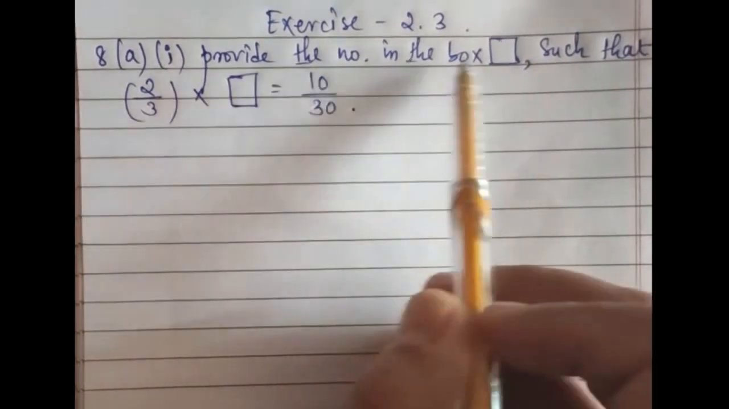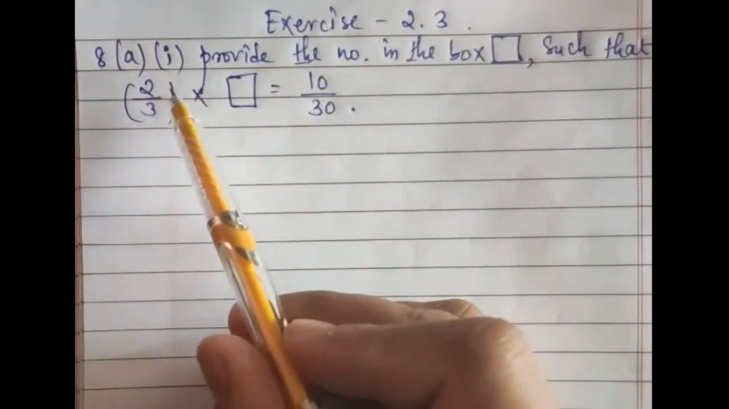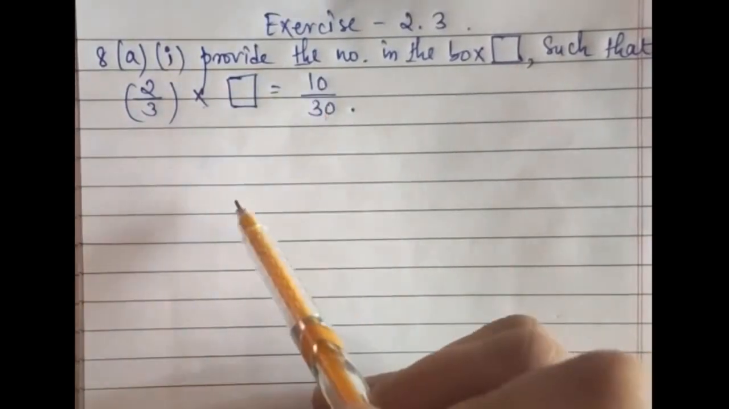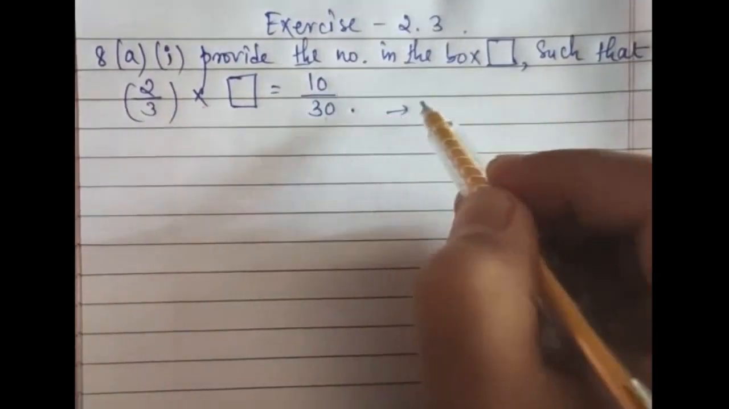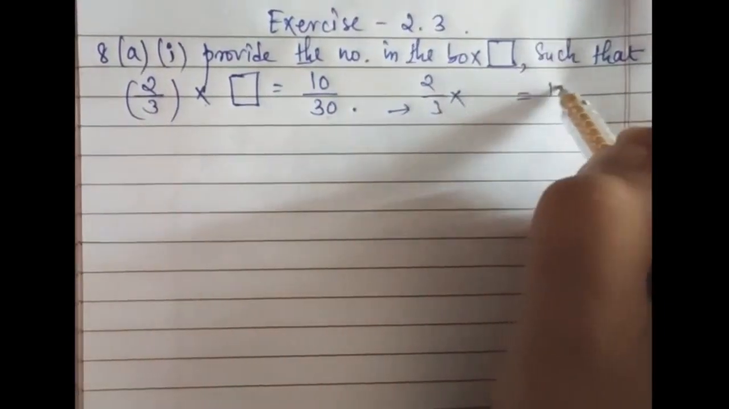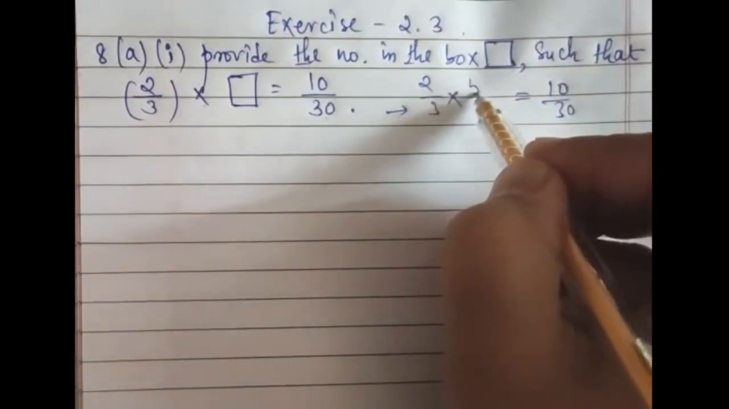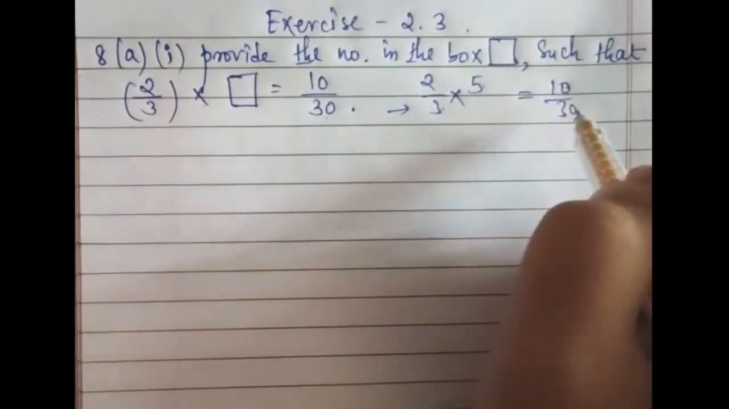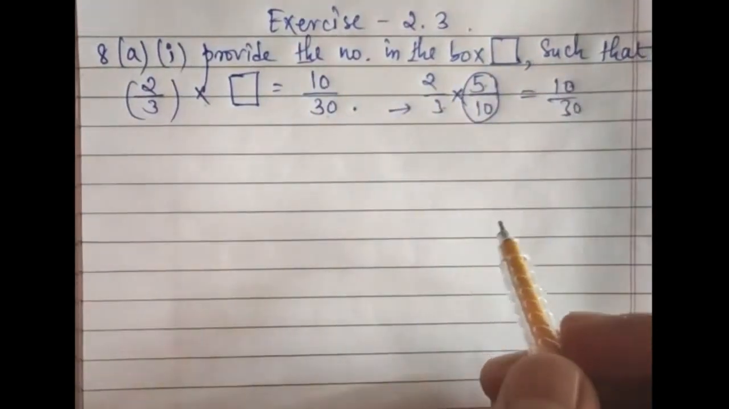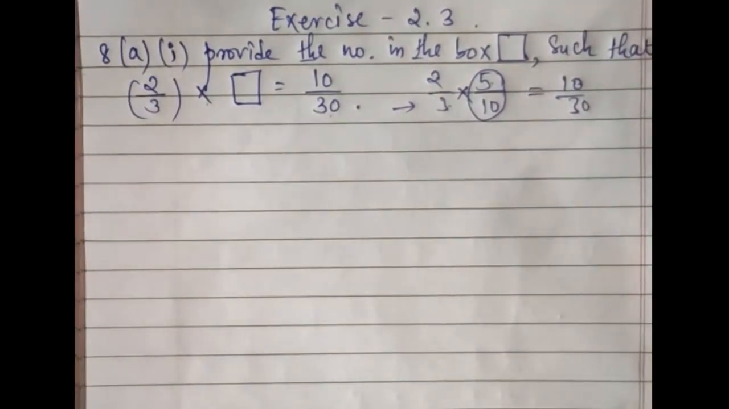So you have to fill in the blanks over here. It is given that 2/3 into the blank is equal to 10/30. So simply we can write 2/3 into 10/30 and get, 5 twos are 10 and 5 threes are 15. So 5/10 would be the answer. But instead of doing this directly, let us do it in a stepwise manner.